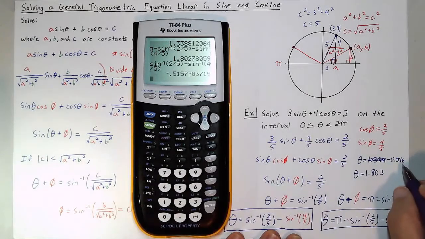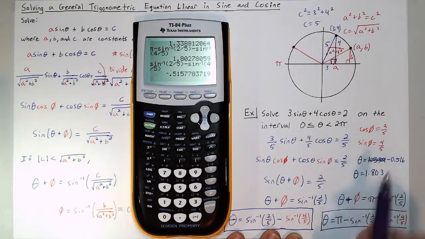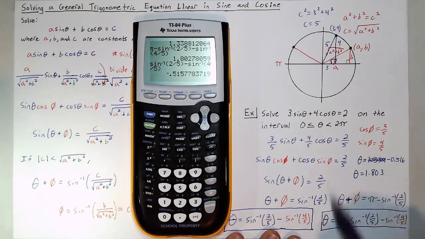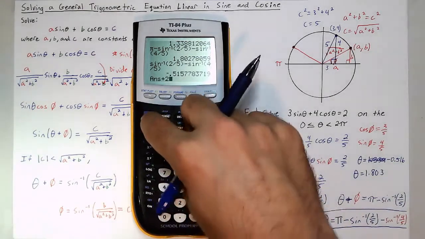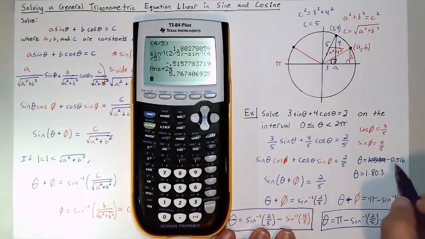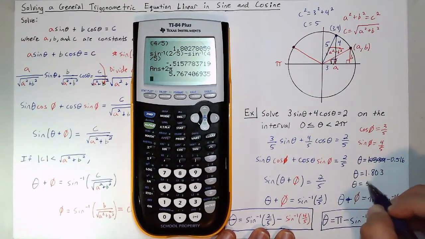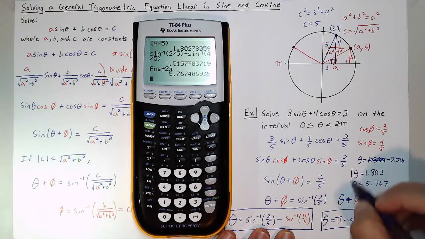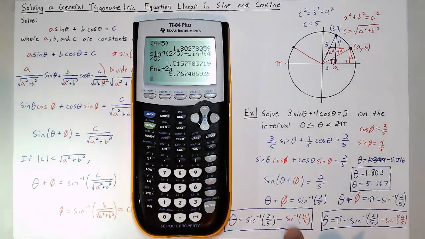So in order to get the correct value, I need to add 2 pi to this, a full rotation, to put it into my interval. Since I know the period of sine is 2 pi, then I'm going to add 2 pi to this, and my actual correct solution would be 5.767. So even though that is one of the angles, I'm going to use 5.767 instead. So the one note I need to make on my answer here is that I need to add 2 pi to it in order for it to be on the unit circle. And that is how you solve a general trigonometric equation linear in sine and cosine.